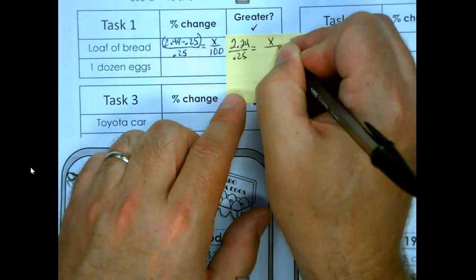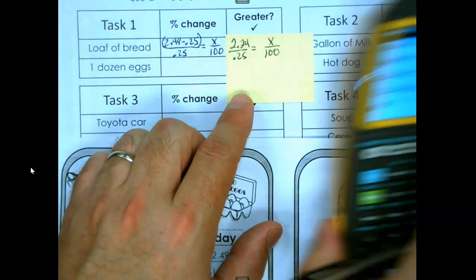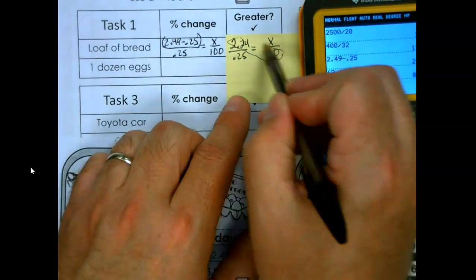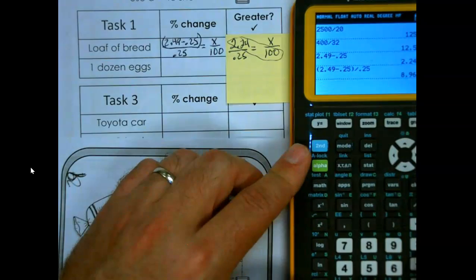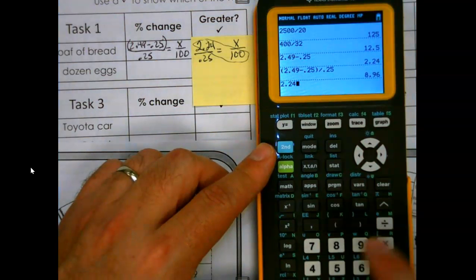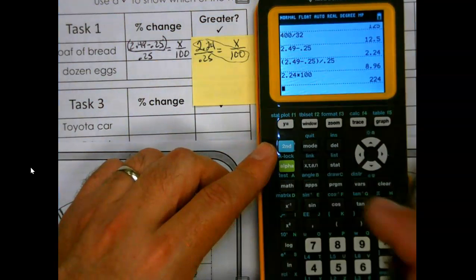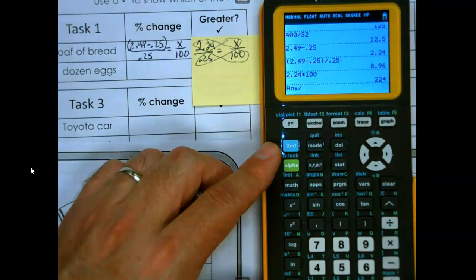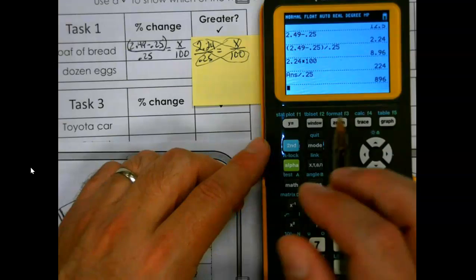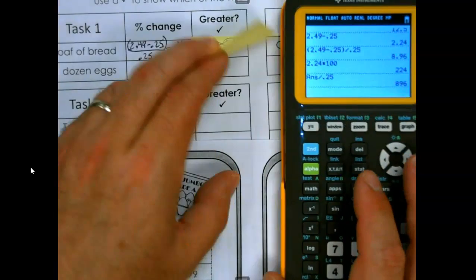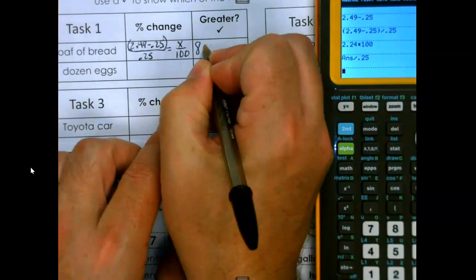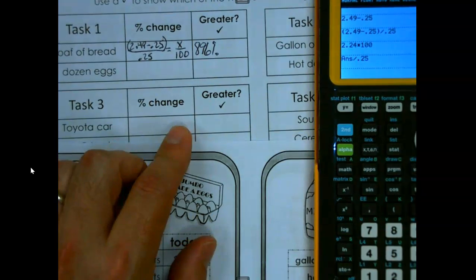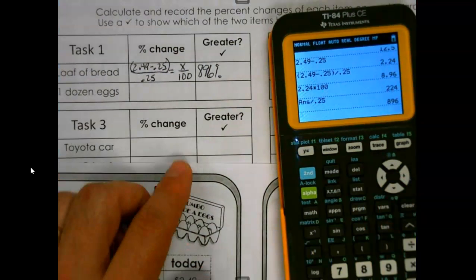I will find some more paper as well if you want to be able to do your work. Well, I guess we could do it along the top there. Do my cross multiplying. And then we're going to divide by the side going with x. Woo! 896% increase. Okay. That's a little wild.